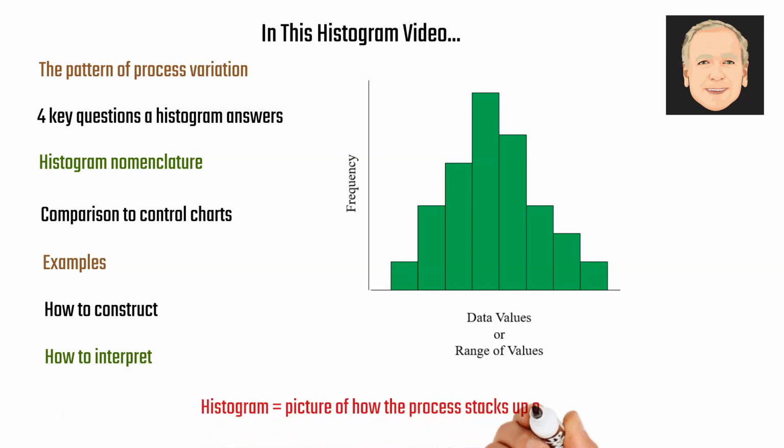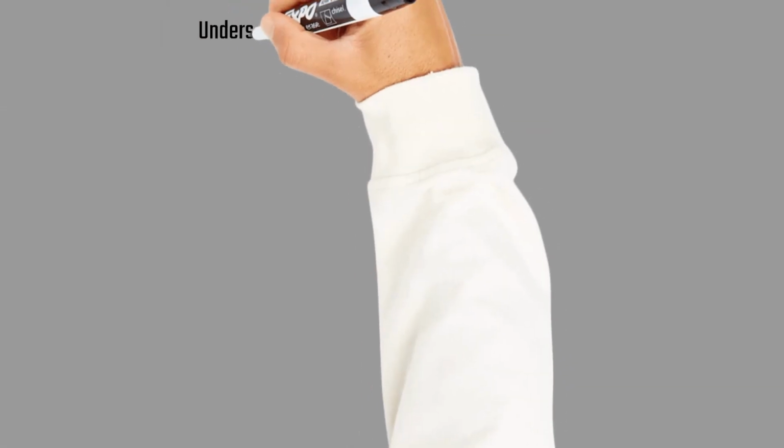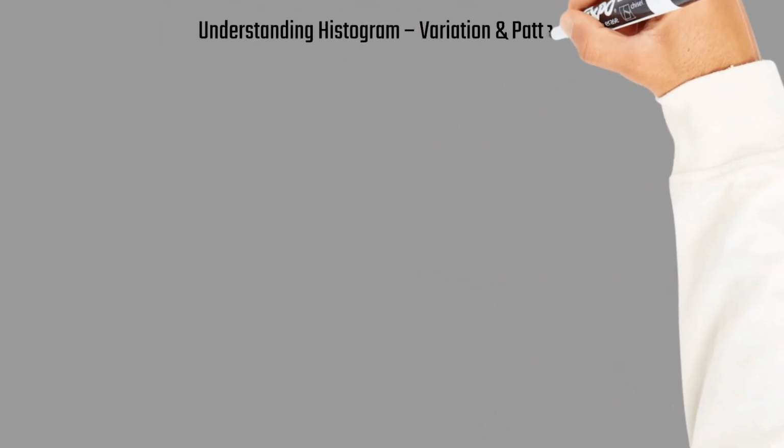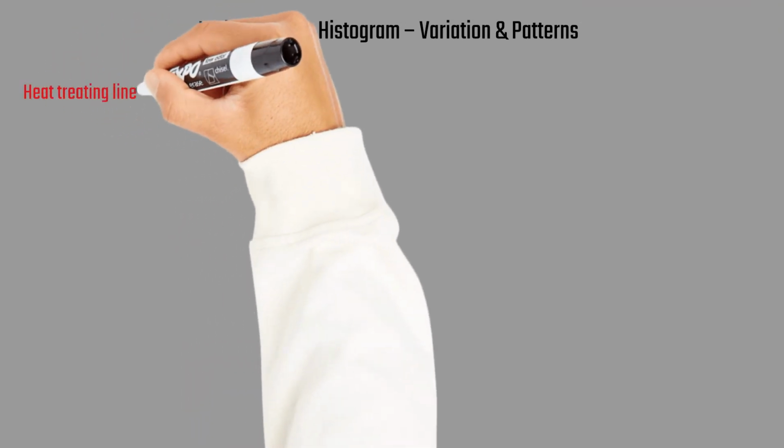Remember, a histogram is a picture of how your process stacks up over time, how often a value or range of values occur during a given time period. So let's talk about variation and patterns.